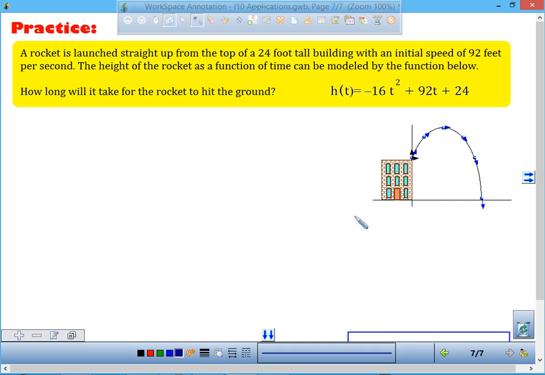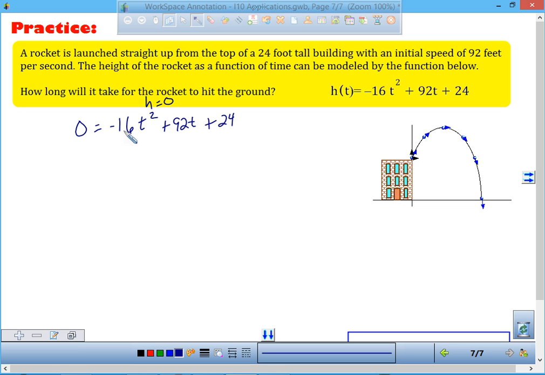Okay, and then the last one, again, rocket launched from the top of a 24-foot tall building, initial speed of 92 feet per second. The height of the rocket is modeled by this. How long does it take for the rocket to hit the ground? Again, the ground is 0, so we have 0 equals negative 16t squared plus 92t plus 24. See if I can factor.